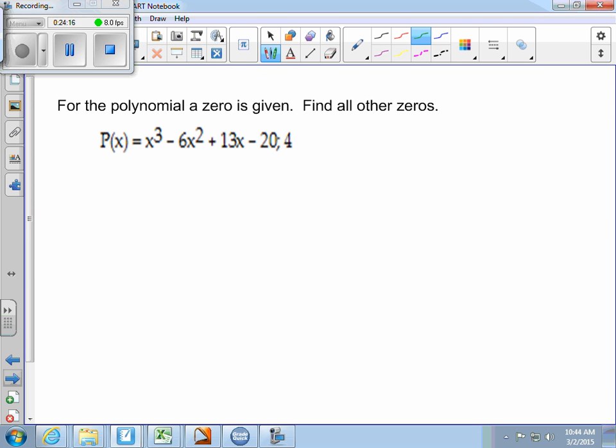Hey, for the polynomial, a 0 is given. Find all of the others. Try this.